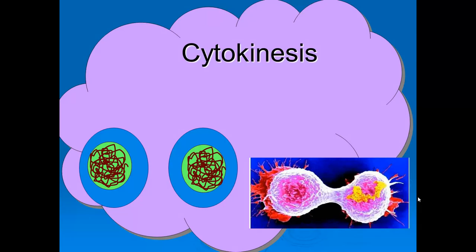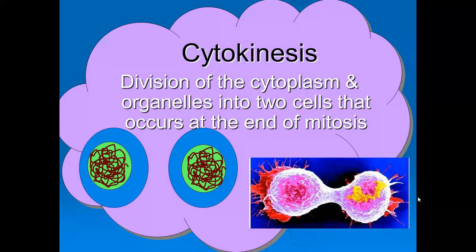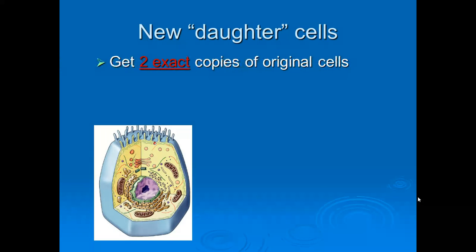Okay, cytokinesis is the separation of the cytoplasm, cytoplasmic division, and that's whereby the cell splits into two identical daughter cells. All right, cytokinesis again occurs at the same time as the final stage of mitosis, telophase, is occurring. All right, so division of the cells there.